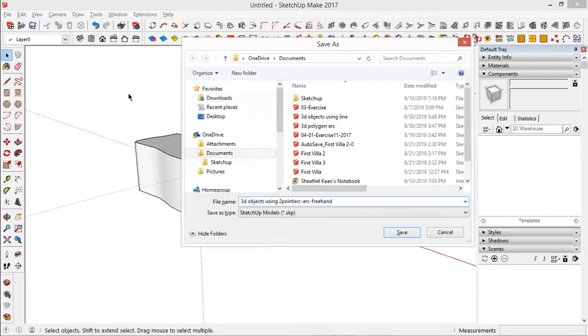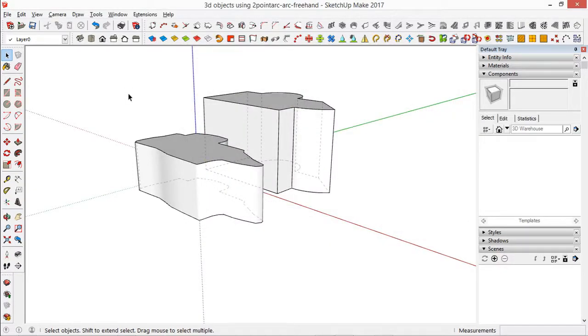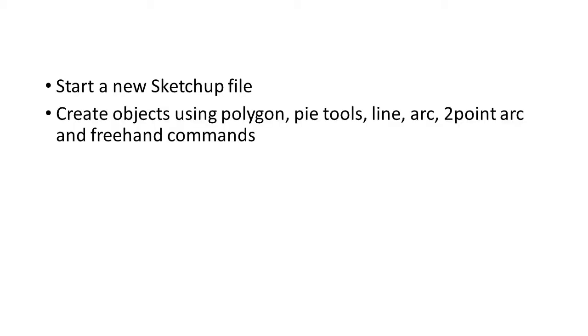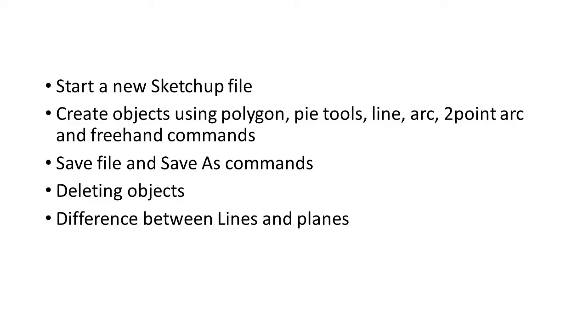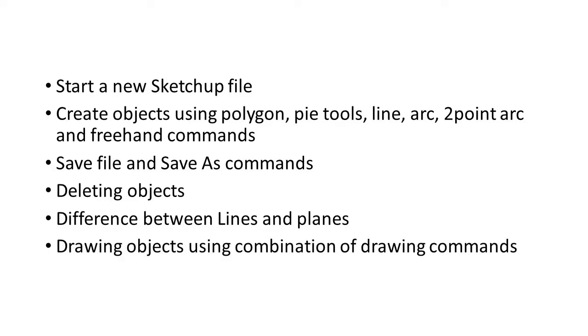In this video lesson, we learned the following commands. Start a new SketchUp file. Create objects using Polygon, Pie Tools, Line, Arc, Two-Point Arc, and Freehand commands. Save file and save as commands. Deleting objects. Difference between lines and planes. Drawing objects using combination of drawing commands.